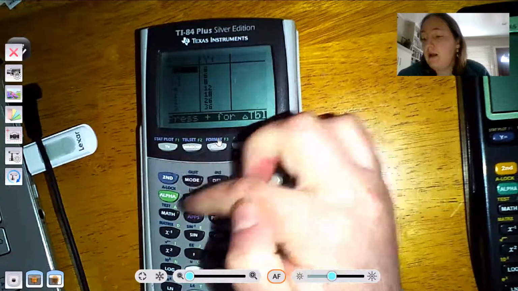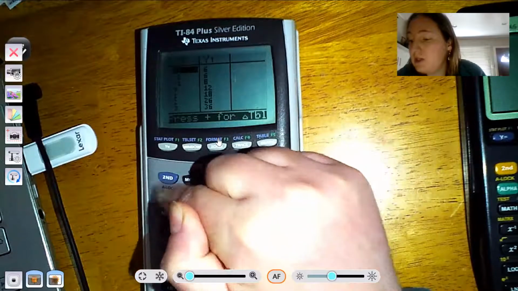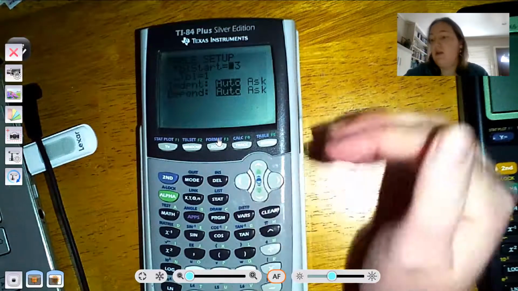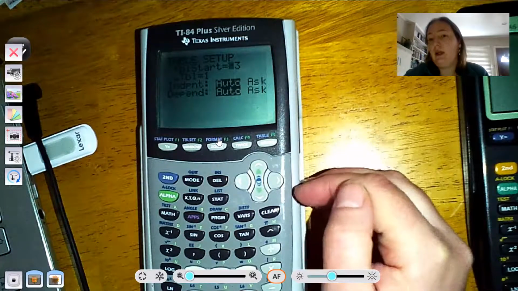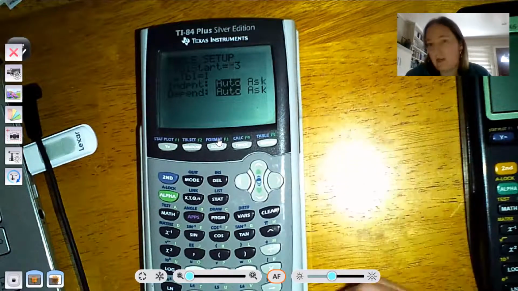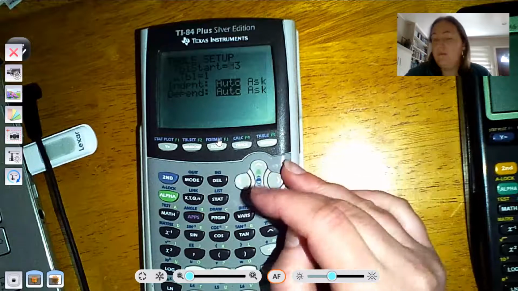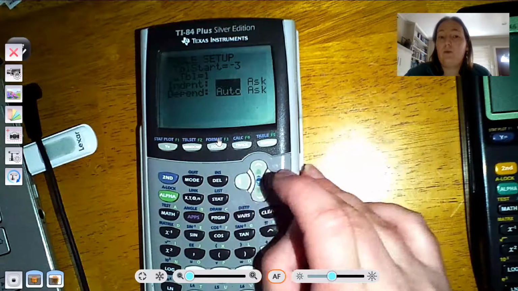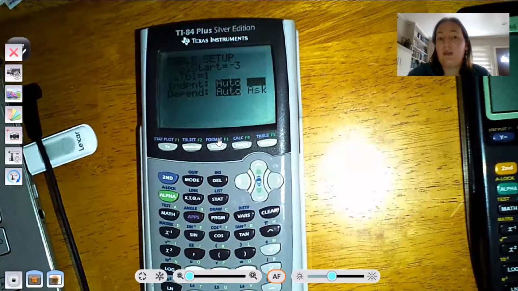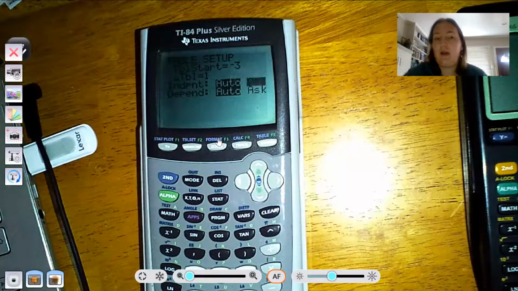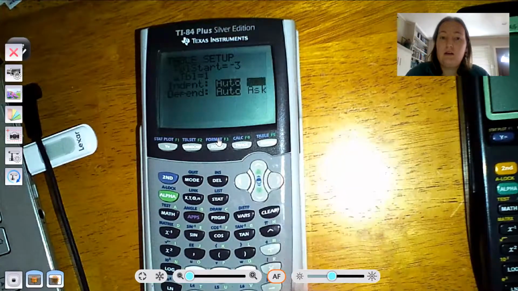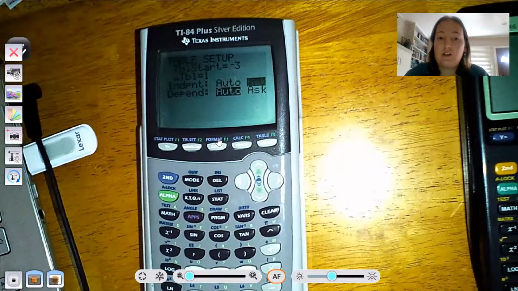But later on in like pre-calc and calculus especially, it's nice to be able to not necessarily have -3 to 3 or even 0 to 6 or whatever it might be, but you might want to have it just find certain ones that you ask for, and so that's what the ask is. So instead of automatically having this table counting by ones, you can ask. So I'm going to change it to ask just to show you that.